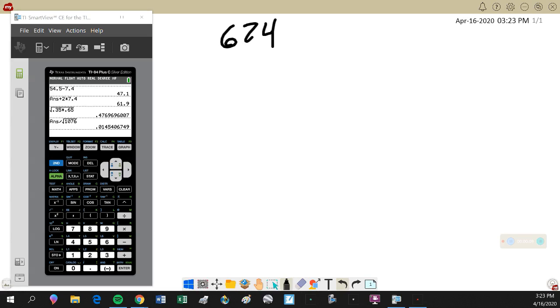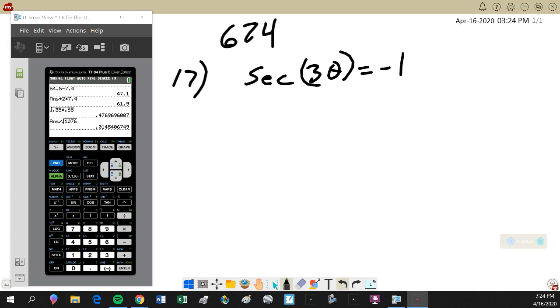On 674, I had a request for help with a couple of questions. The first one was number 17, and it says the secant of 3 theta is equal to -1 across the domain -2 pi to 0.